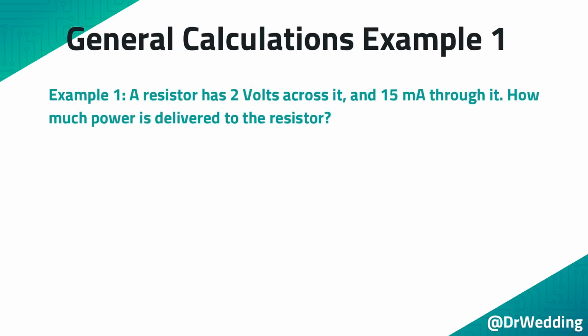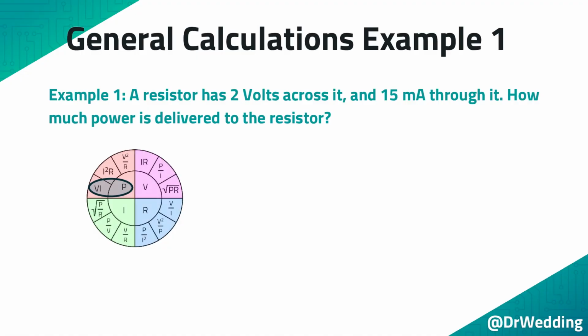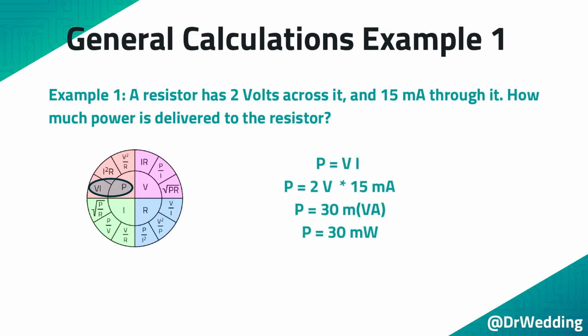Let's use the circle to find the missing value. Example 1. A resistor has 2 volts across it and 15 milliamps through it. How much power is delivered to the resistor? Because you are looking for power, you will go to the top left part of the circle that is colored orange. You were given voltage and current, so you look at the 3 equations to see which one uses voltage and current. So the equation you will use is P equals V times I. By plugging in the numbers, you can quickly find the power delivered to the resistor is 30 milliwatts.